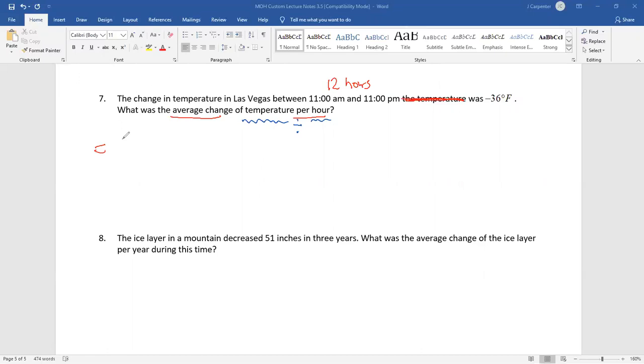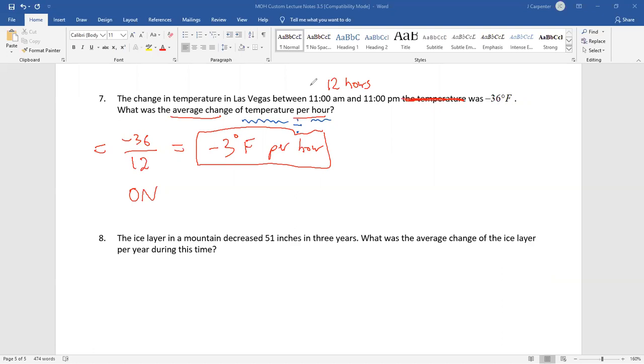So the temperature change was negative 36 degrees. I'll skip the symbols for the math part. Then divided by the number of hours that went by was 12. Well, 12 will go into 36 evenly. We'll go on 3 times. We have a negative and a positive. Those are opposite signs, so the answer should be negative. So negative 3, and then don't forget our symbol, negative 3 degrees Fahrenheit, and that's per hour. So the average temperature drop per hour is negative 3 degrees Fahrenheit.